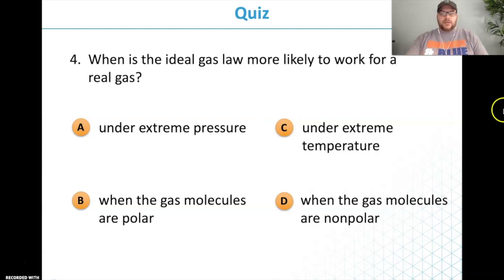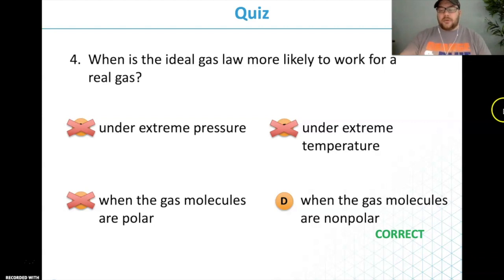When is the ideal gas law more likely to work? Alrighty, here we go. Again, if you need more time, pause the video. When does the ideal gas law not work? Sorry, most likely to work. That's going to be when the gas particles are nonpolar. Because remember, if they're polar, they're going to attract each other, and we've got those attractions going on that we assume aren't happening. And then also at extreme high pressures and low temperatures is when the ideal gas law falls apart.